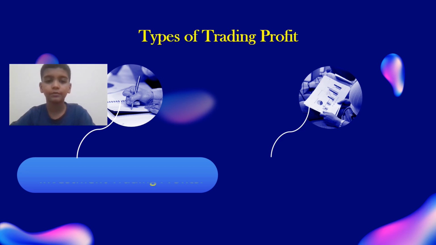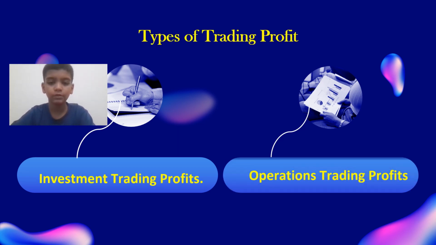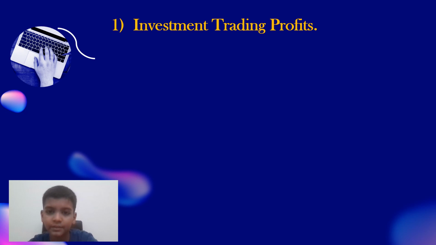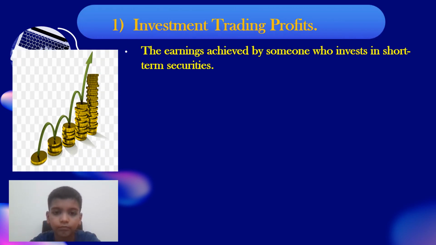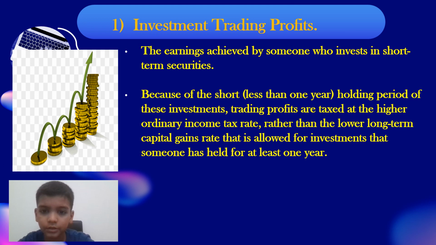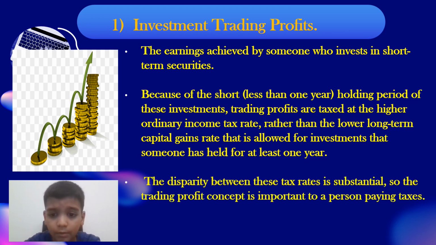Types of trading profit: investment trading profit, operation trading profit. Number 1, investment trading profits. The earnings achieved by someone who invests in short-term securities. Because of the short, less than 1 year holding period of these investments, trading profits are taxed at a higher ordinary income tax rate rather than the lower long-term capital gains that is allowed for investors that someone has held for at least 1 year.